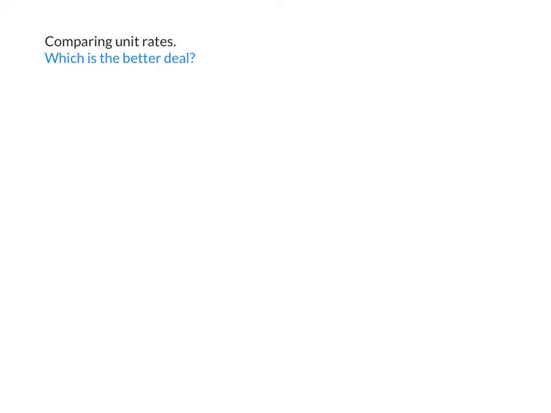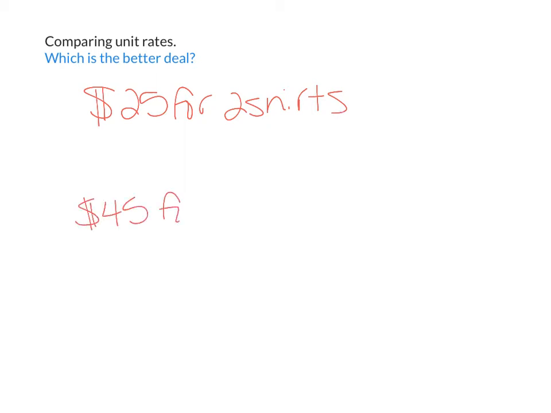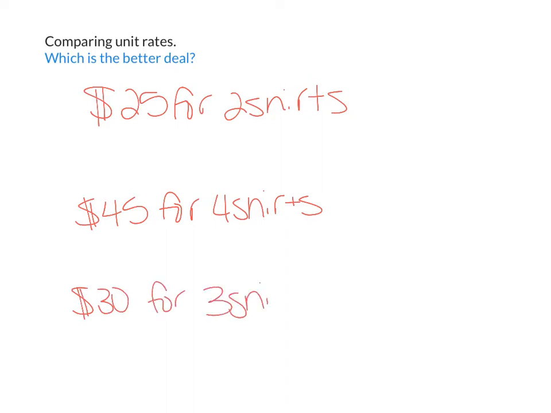So the first question is just going to say, which is the better deal? So here's the situation we have. Okay, we're buying shirts. Now, one place I could pay $25 for 2 shirts. Another place I could pay $45 for 4 shirts. And even another place I could maybe pay $30 for 3 shirts. I want to know which of these is the better deal. Which one do I get the best price per shirt?